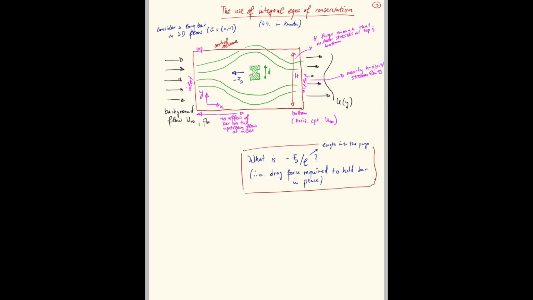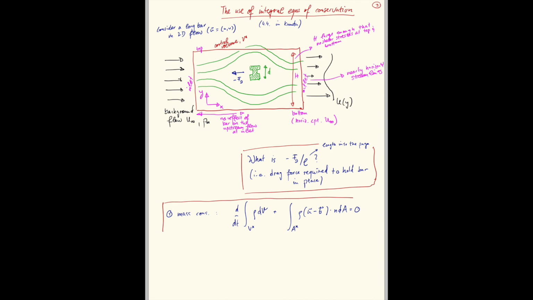So let's write our mass conservation equation. Number one, mass conservation is d by dt of the integral over the control volume of rho dV, plus the integral over the control volume's surface area of rho (u minus b) dot n dA equals 0. So this is mass conservation.